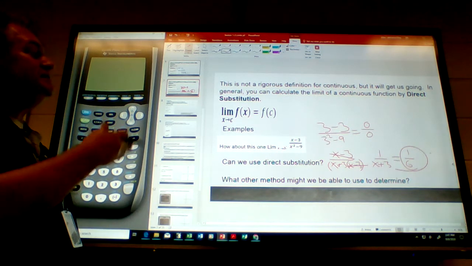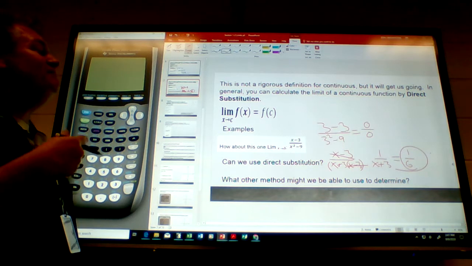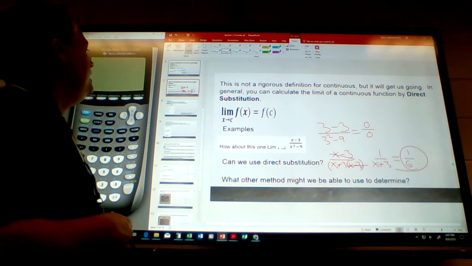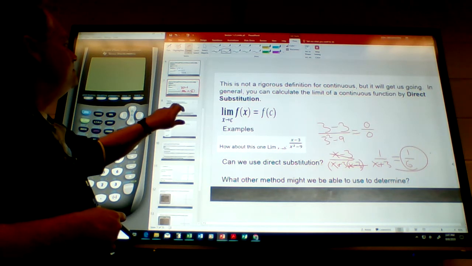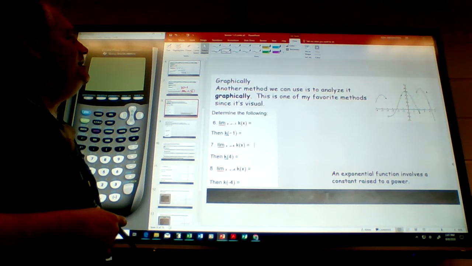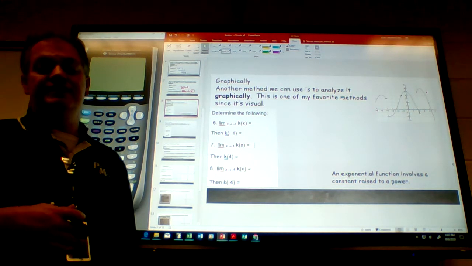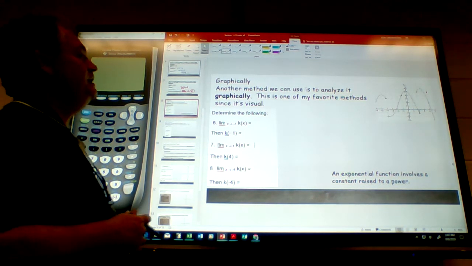Okay, so sometimes you have to simplify the expression before, or the function, before you can start plugging in. All right, now let's look at the following. Another method is to actually use the graph. So you're going to notice a few things here, and let's go ahead and take a look at this.